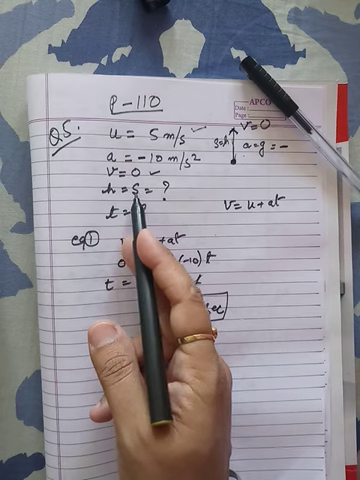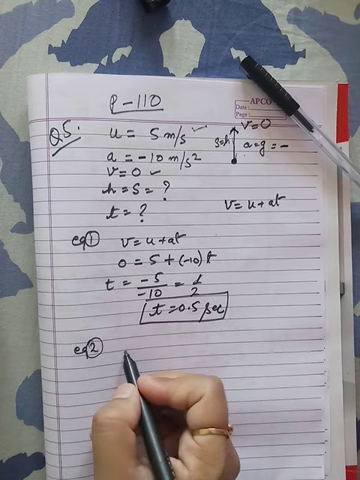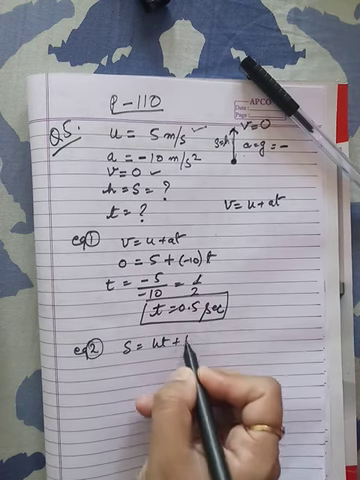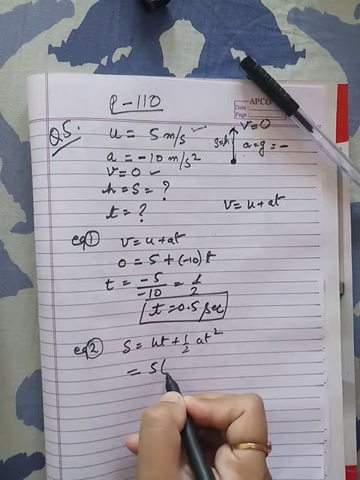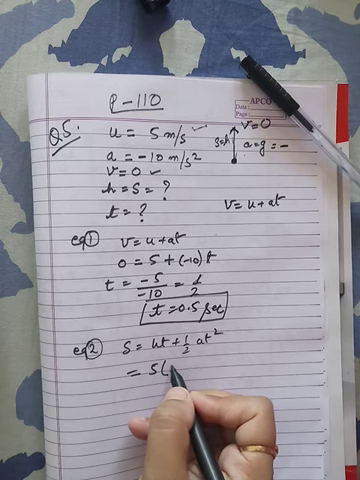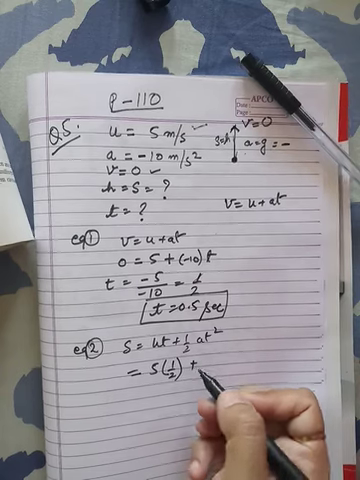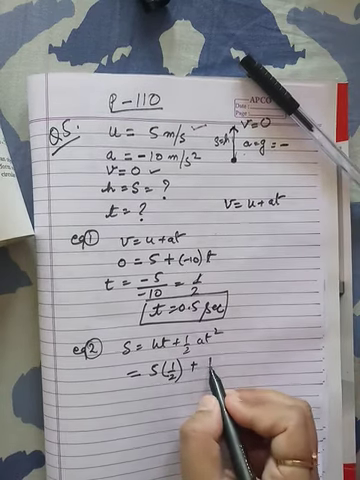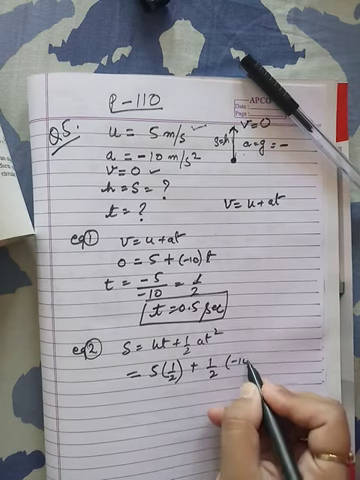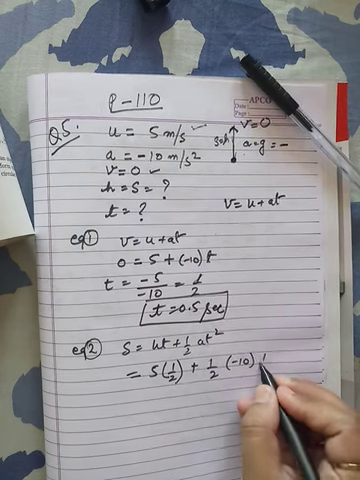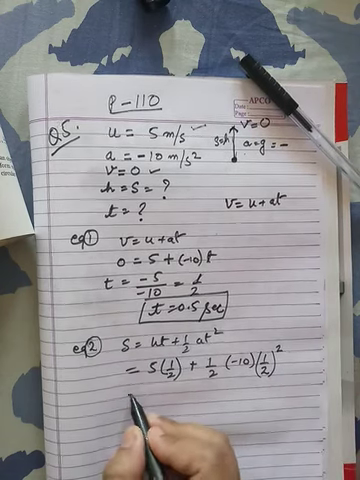S. How to find s then? Using equation number 2 you can find s, or equation number 3 also you can find s. S equals to ut plus half at square. What is u? 5 multiplied by t, which is 1 by 2. Whatever you find easy to calculate, you can put the value 0.5 also. Half a is minus 10, and what is t? Again 1 by 2, so 1 by 2 square. Remember to make it square.